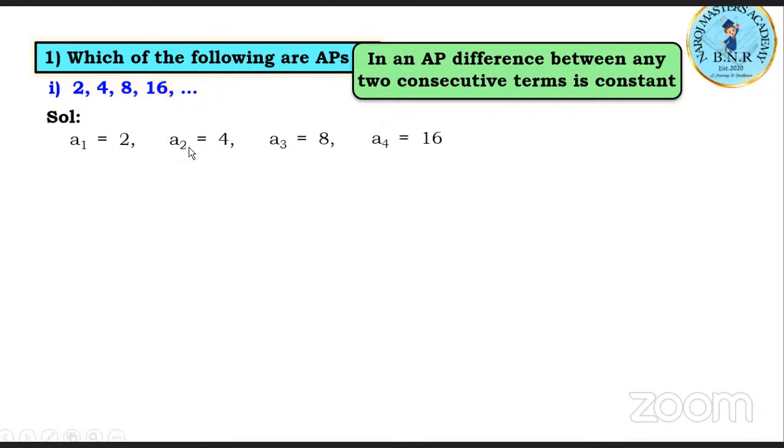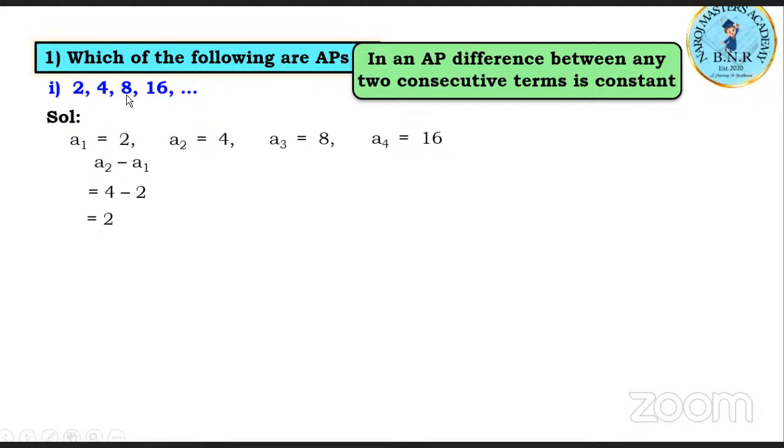Is it right? So what is the formula to find the difference for the first two consecutive numbers? A2 minus A1. So A2 value is how much? 4. And A1 is how much? 2. So 4 minus 2, how much is it? 2. Very good.